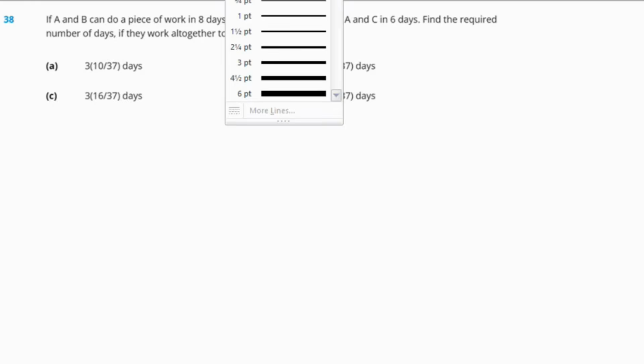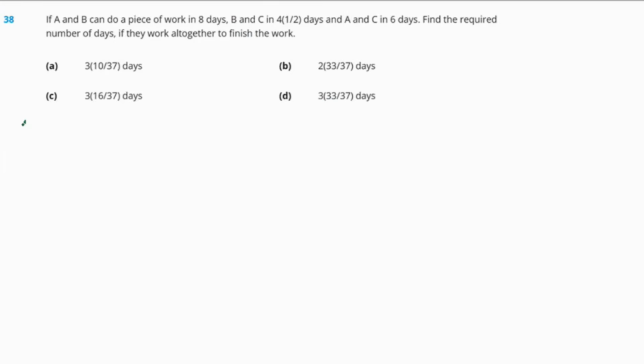See, if A and B together are doing the work, they will be able to finish it in 8 days. Okay, so if we figure out their 1 day work, that is 1 by 8 part of the work they will do. Okay, similarly B plus C we are going to figure out. So that is 1 by 4.5, which means 1 by 9 by 2. That gives us 2 by 9 of the work. And if we figure out A plus C's work in 1 day, that is going to be 1 by 6.